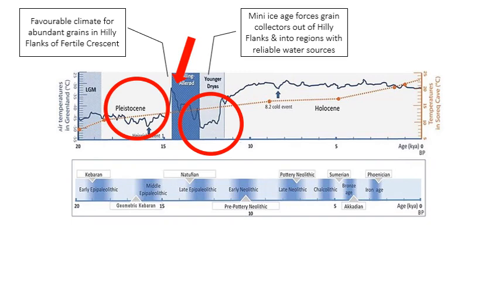So this mini ice age, the Younger Dryas, it forces grain collectors, people who are collecting these grains, out of the hilly flanks and into regions with reliable sources of water. And in doing so, it's those individuals that invent agriculture. And if we follow this map just a little bit further, this graph here, we can see all of a sudden we start to move out of that ice age, and we have that continuing warming trend. And now people can engage in full-fledged agriculture. And that's when we start to see the development of major civilizations, for example, by the Sumerians.